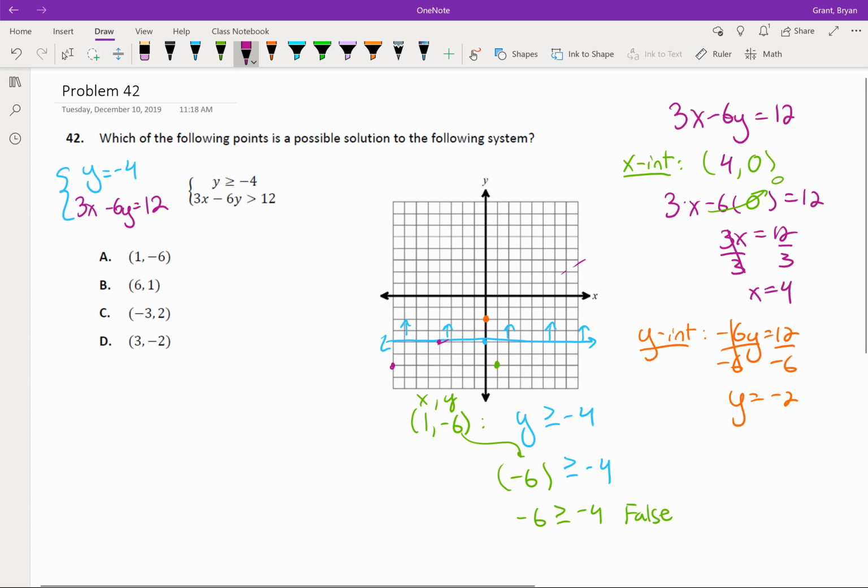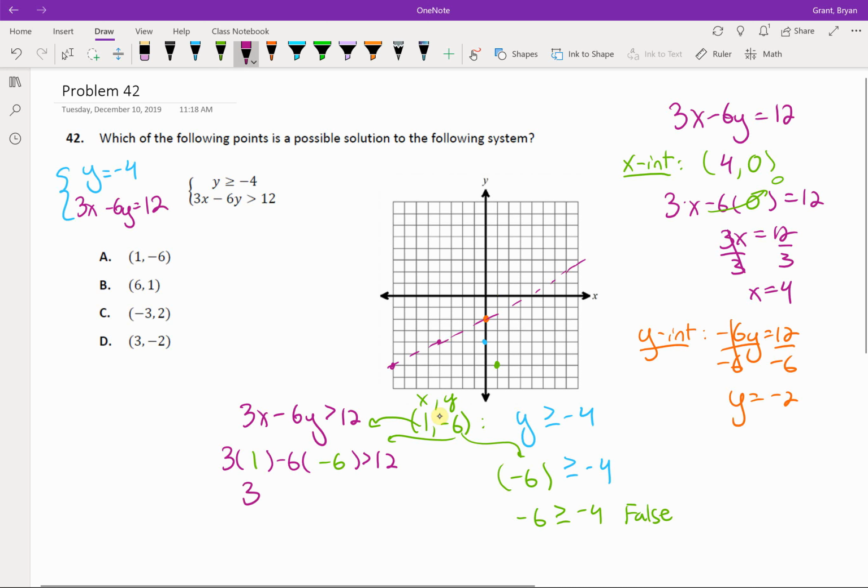But don't forget, we didn't just have one line, we had two. We had this dashed line that was coming up here as well. So for this dashed line, we want to forget for a quick second that this blue line was even here. We're going to try that same point though. I'm going to try 1, -6 in the other one, which was 3x minus 6y is greater than 12. That means I now have an x and a y to replace, where my x is 1 and my y is -6. And let's see if this works.